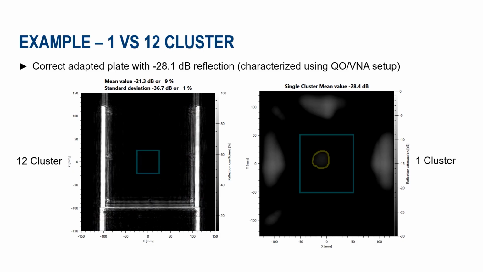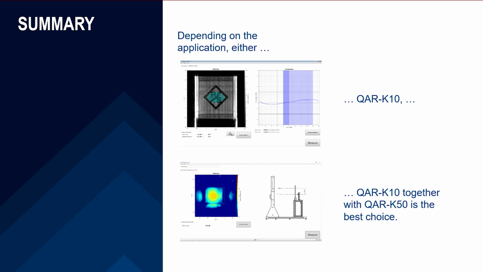So as you can see, it is not really possible to analyze the homogeneity of the plates, but with the QAR-K50 software, it's now possible to precisely characterize the reflection of even low reflective samples, which can be very challenging. You can choose between the QAR-K10 and the QAR-K50 software by a single push of a button in the software. So depending on whether you want to characterize the homogeneity of a plate or its reflection value, either the QAR-K10 software or the QAR-K50 software is the software of your choice.